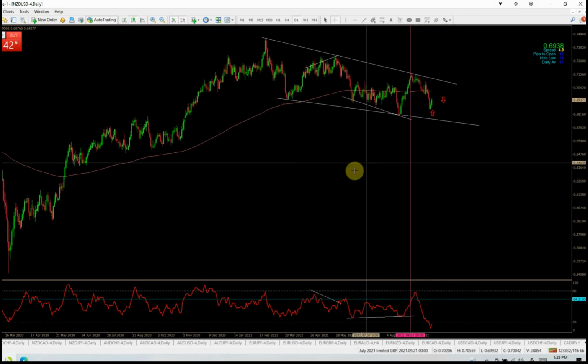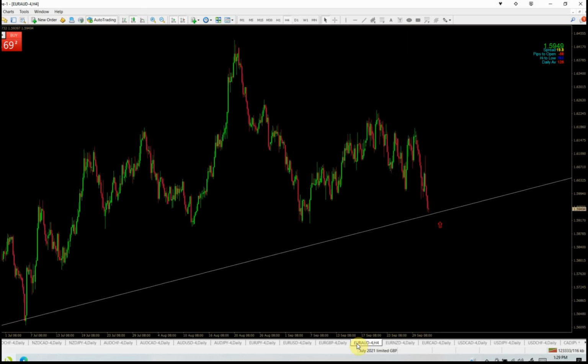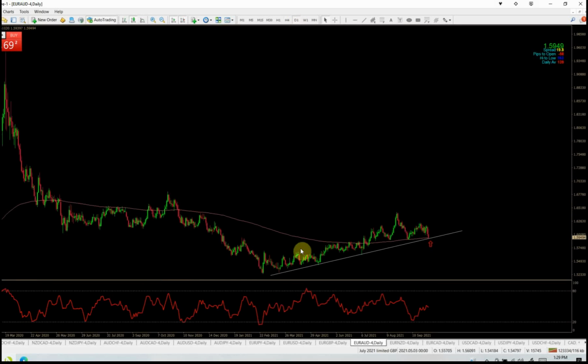Now I'm going to show you one that's happening pretty much right now, and this is the Euro Aussie. Here's the daily chart, and you can see this very clear trend line with all these touches, and every time we've hit it, we've bounced. And now we're right back at it again.